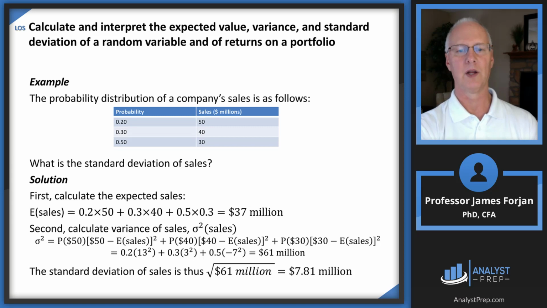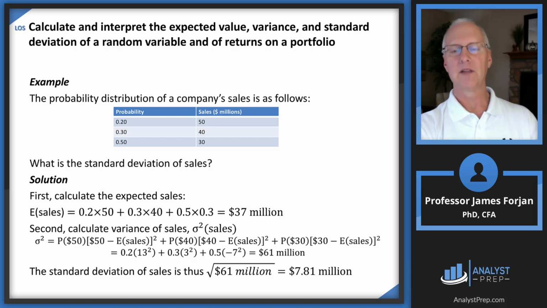All we're going to do is take each possible sales, 50, 40, and 30, and subtract that from the 37. So we're going to do 50 minus the 37, and 40 minus the 37, and 30 minus the 37. Notice in the formula there, I just have expected sales. So that's going to be the 37 in there, and we'll multiply that by the probabilities. What are those probabilities? 20%, 30%, and 50%, so we get 61 million.